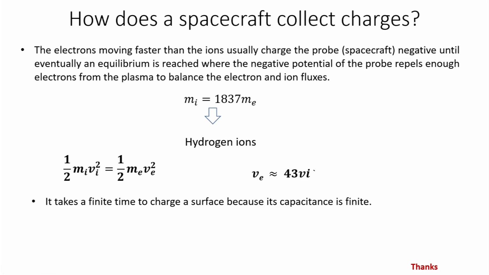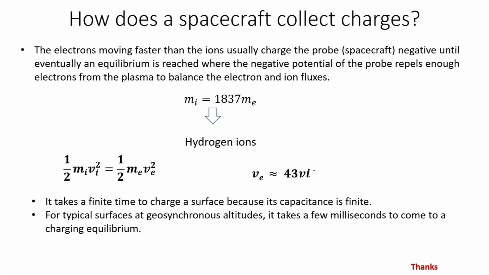So, it takes finite time to charge the surface because the capacitance is finite. For typical surfaces at geosynchronous altitude, it can take a few milliseconds to come to a charging equilibrium. So, we will discuss more. This is just to build up the concept of how a spacecraft is charged. We will discuss more, and we will consider the different types of plasma and the different phenomena that happen in our subsequent classes. Thank you very much.